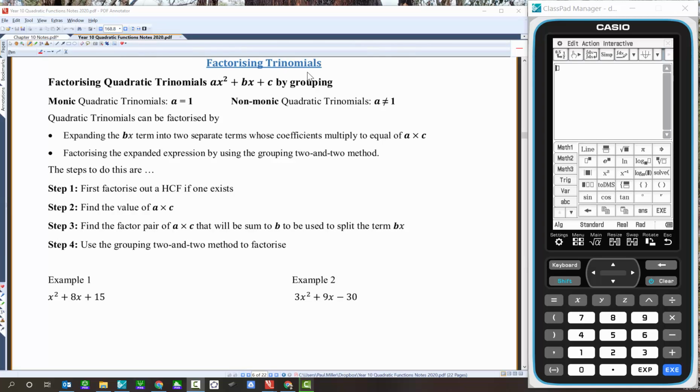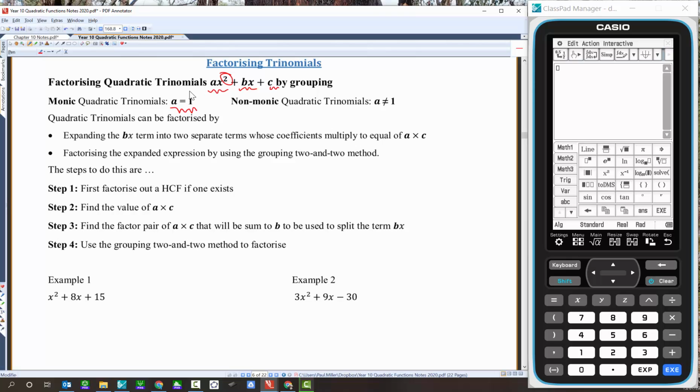Today we're going to factorize trinomials. And what's a trinomial? It's a three-term expression, highest power 2. Okay, so in particular we're going to look at techniques to factorize monic trinomials.